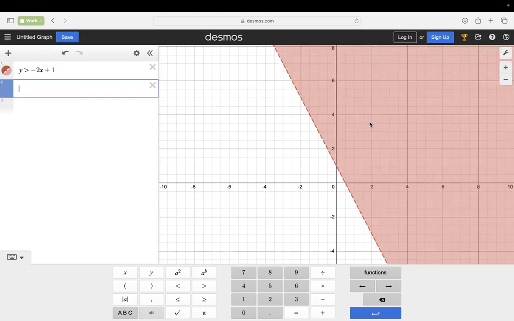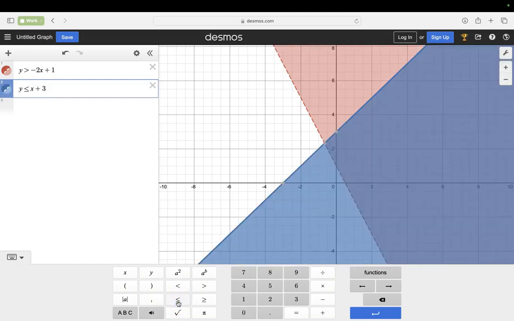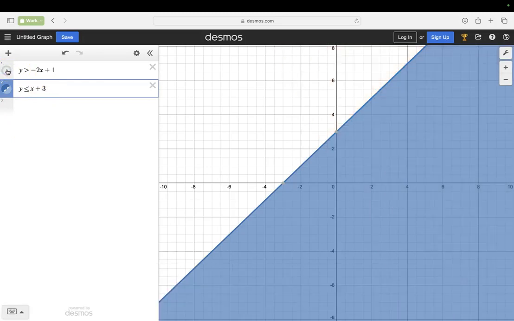Let's go ahead and put our second one in there, which is y is less than or equal to x plus 3. And there's our second one. I'm going to move the first one out of the way for a second so we can look just at the second one. This one was less than, so it's shaded below the line, and it's less than or equal to, so that's why this line that we have here is solid.